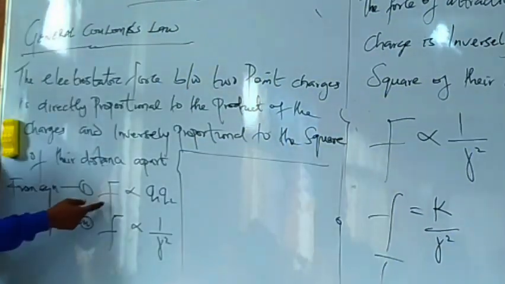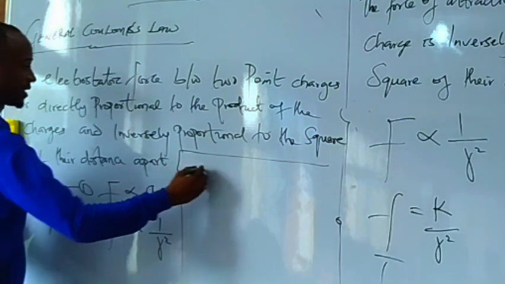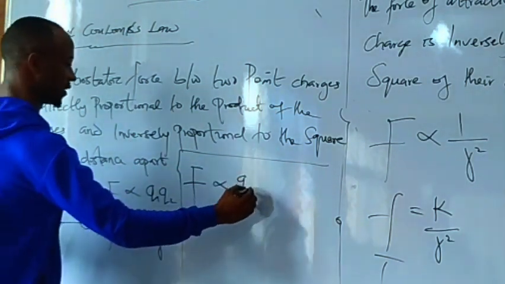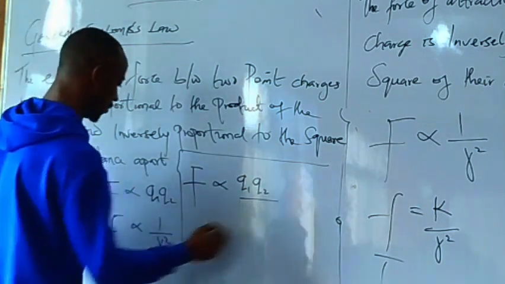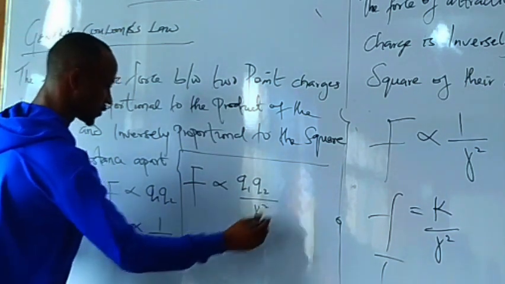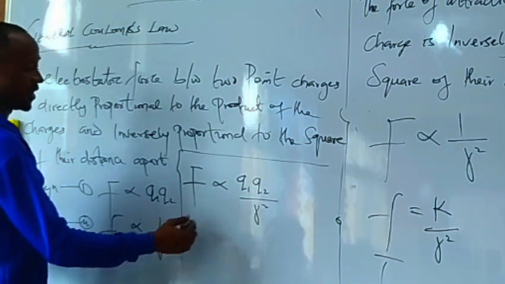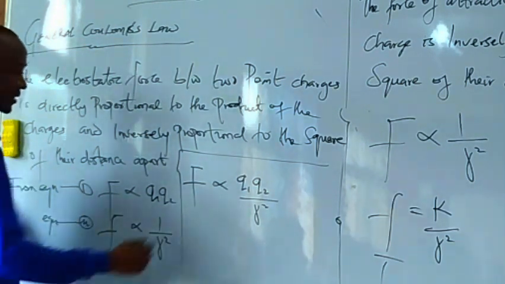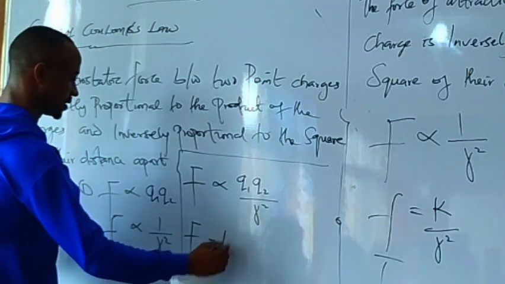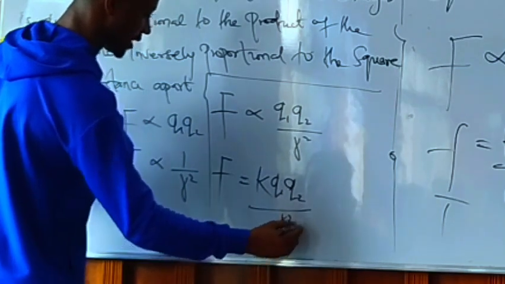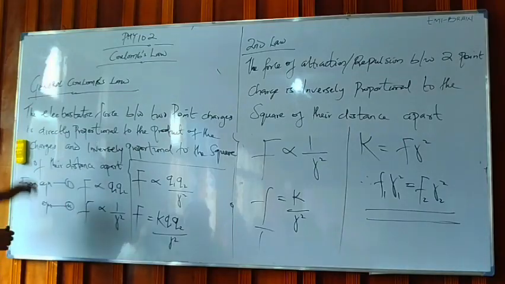They have a common factor, which is force. So I'll pick the common factor, force proportional to Q1 Q2 over R square. To take off this sign, we have to introduce a constant, right? K, which is force equals K Q1 Q2 over R square.